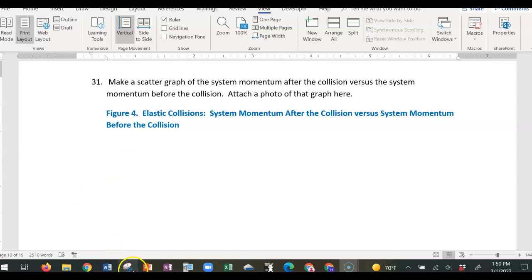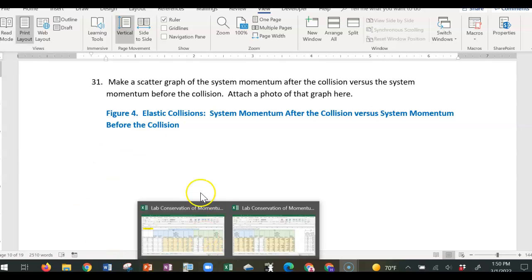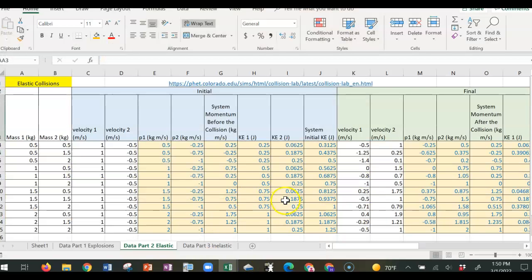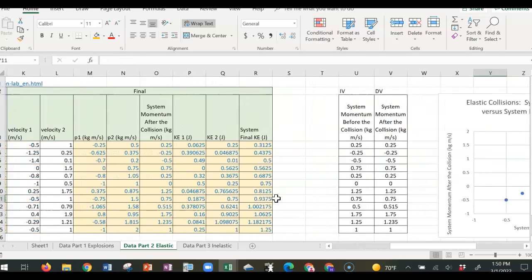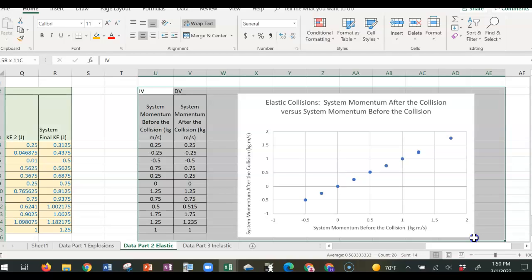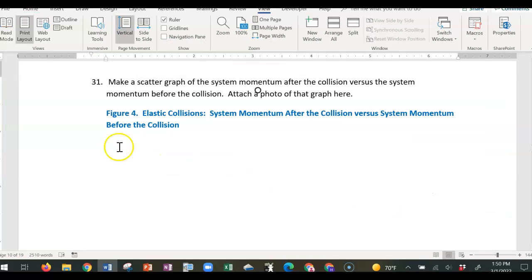If you look at the Excel file that was given to you, it actually creates this graph automatically. It has copied over the system momentum before and after the collision into this table to the right, and it has made this graph. And so we can basically just put this graph in our report here as figure 4.